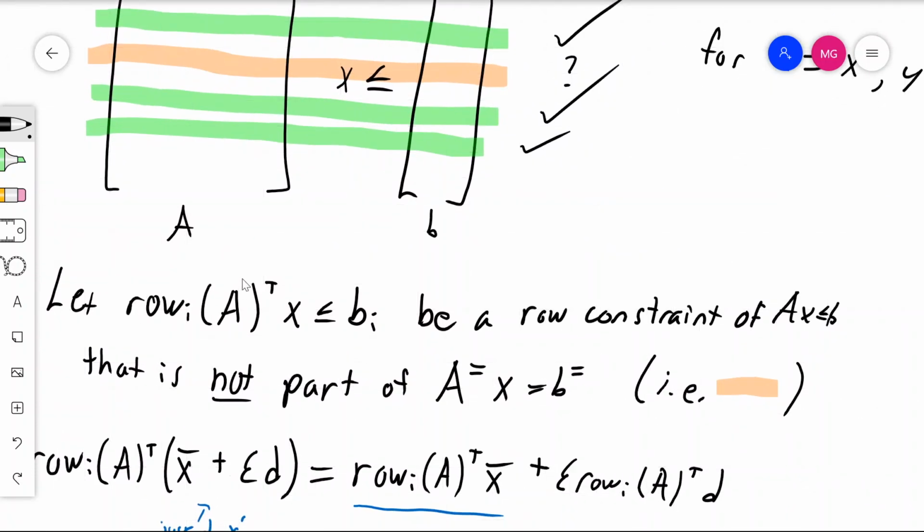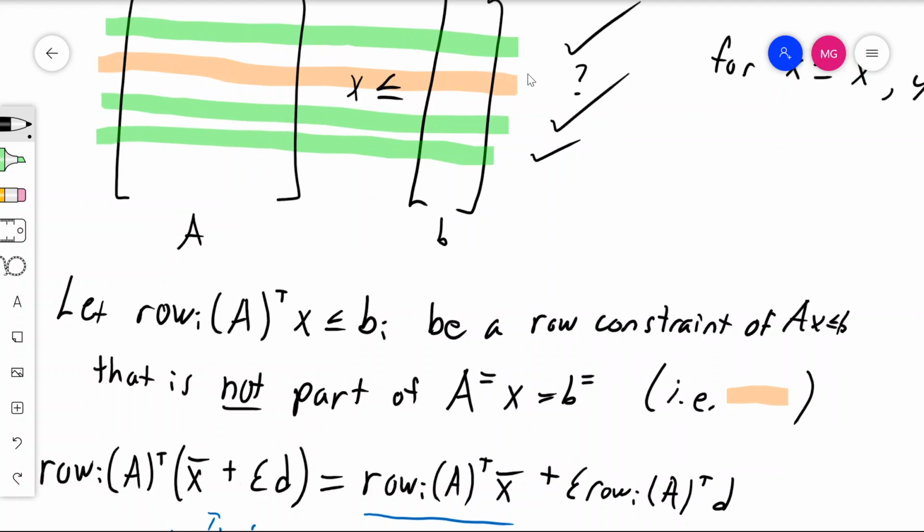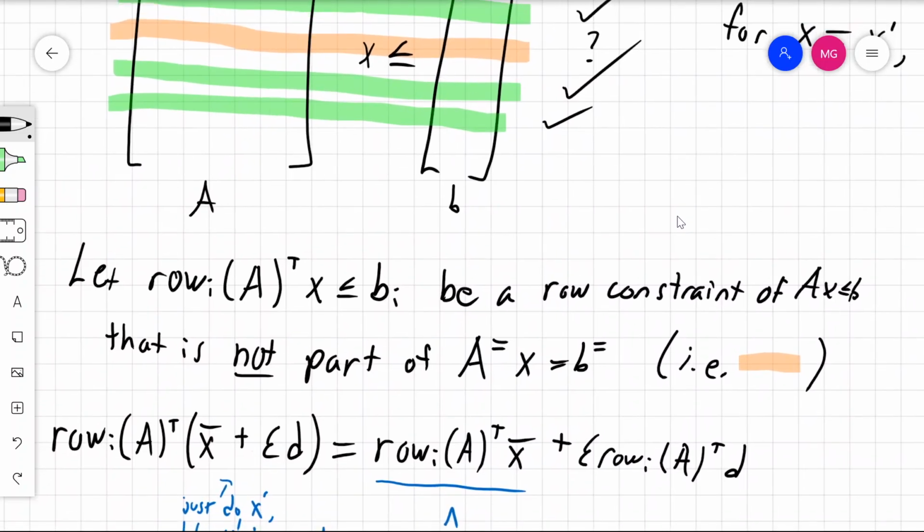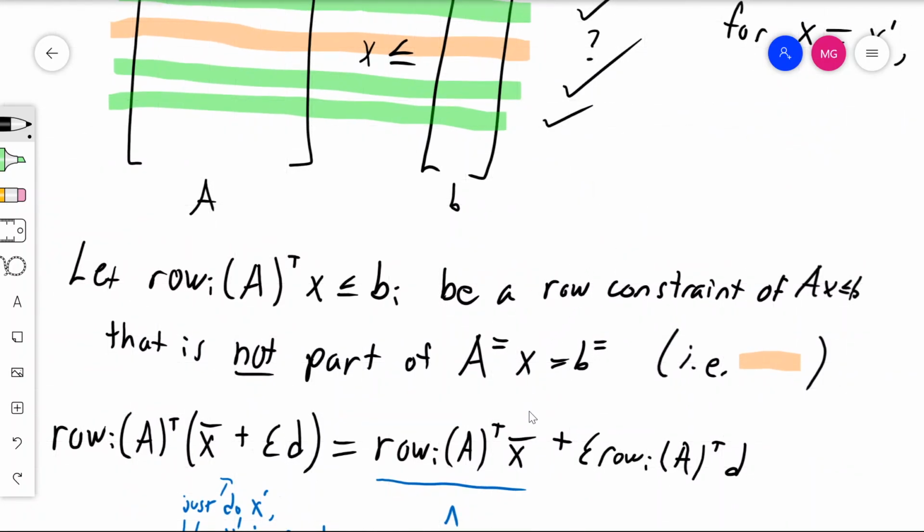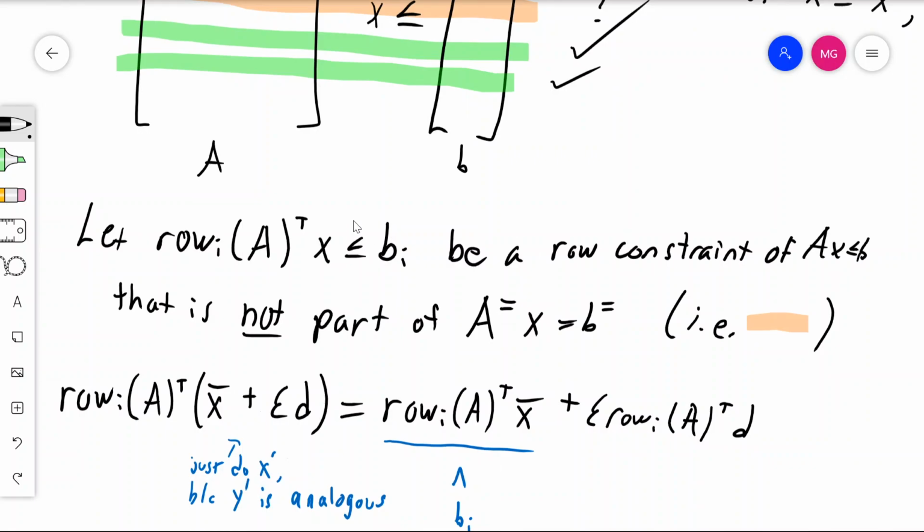So here's what we need to show. Let us take a particular constraint of the overall system that is not part of the system A equality x equals b equality, in other words, not one of the green highlighted tight constraints. We've accounted for the tight constraints for x bar. What we need to account for is all the rest of the constraints now. So we know that whatever constraint we're taking now is not tight for x bar. Now let's show that if we plug in x equals x prime and x equals y prime, then for both of those points, it's still less than or equal to b_i.